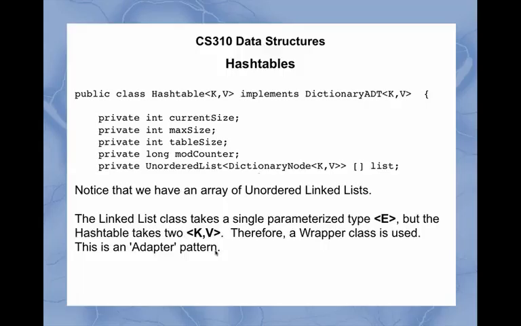Notice too that your linked list class almost certainly takes type E, but now we have a K, V. So we have the adapter pattern. That is, what we're going to do is go ahead and use our linked list without rewriting it. We want reusable code. We want to be able to use code that we have written and tested and know that it works. So we will use an adapter pattern. We will create a wrapper class. And so the E here is the wrapper class. So we're taking a K, V and making an E out of it.